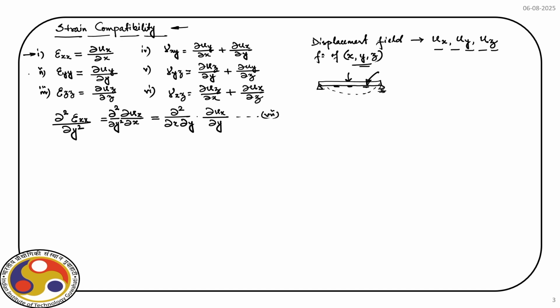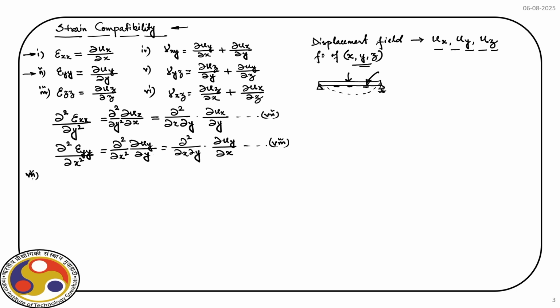Similarly, we can consider the second equation. What we have in the second equation is epsilon yy is equal to uy differentiated with respect to y. And this equation, if we differentiate twice with respect to x, then obviously we have this equation. So, this is number 8. Now, if we add these two equations, so 7 plus 8, what do we get?